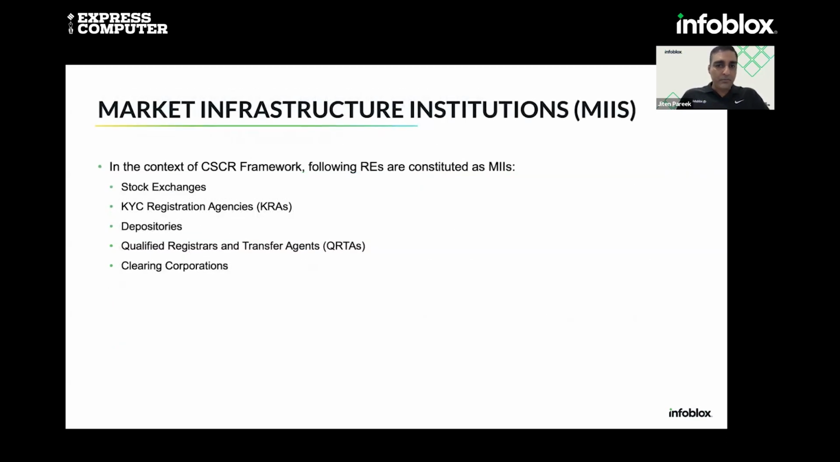So, in line with that, for market infrastructure institutions and the CSCRF framework, the following regulated entities are constituted as market infrastructure institutions: stock exchanges, KYC registration agencies, depositories, qualified registrar and transfer agents, as well as the clearing corporations.